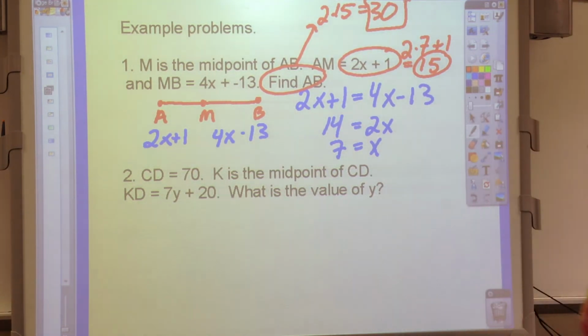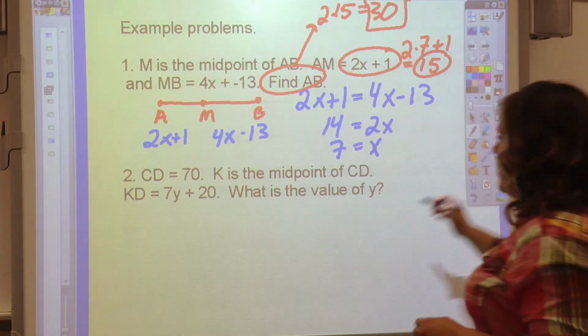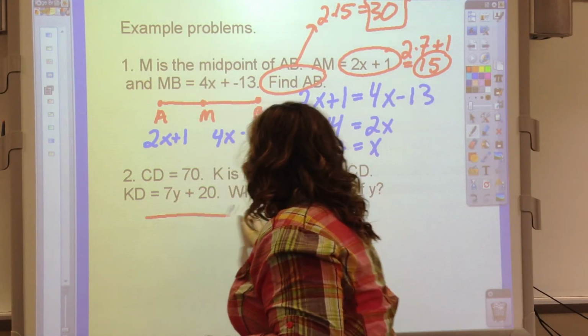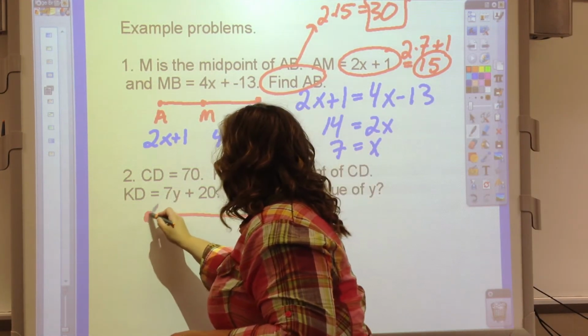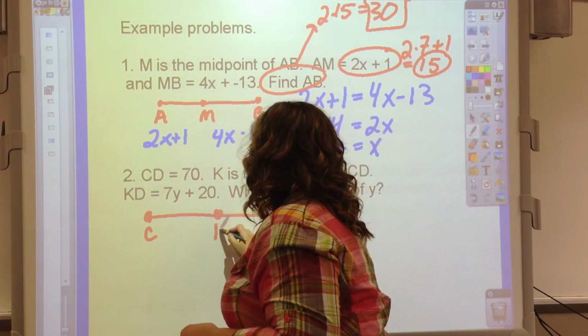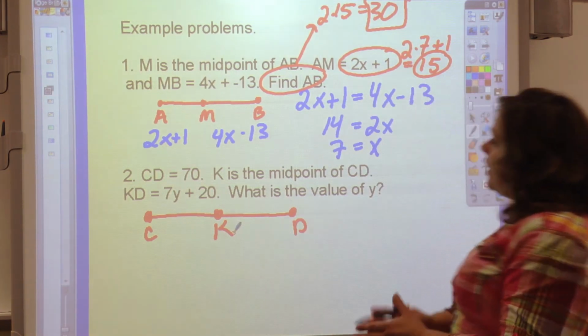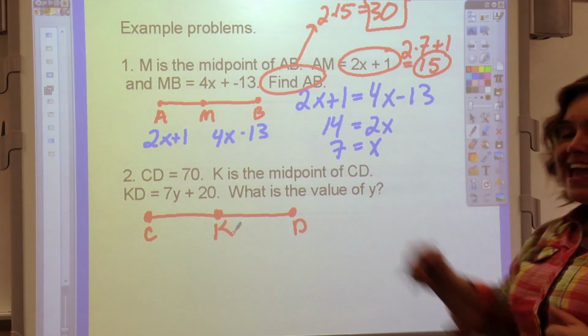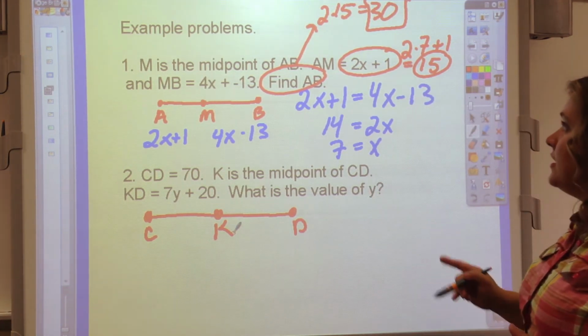All right, look at number 2. CD equals 70, and K is the midpoint. I always like to draw a picture. Here's my gorgeous line segment, CD. K is smack dab in the middle. Now I know the entire length and I know the value of KD.